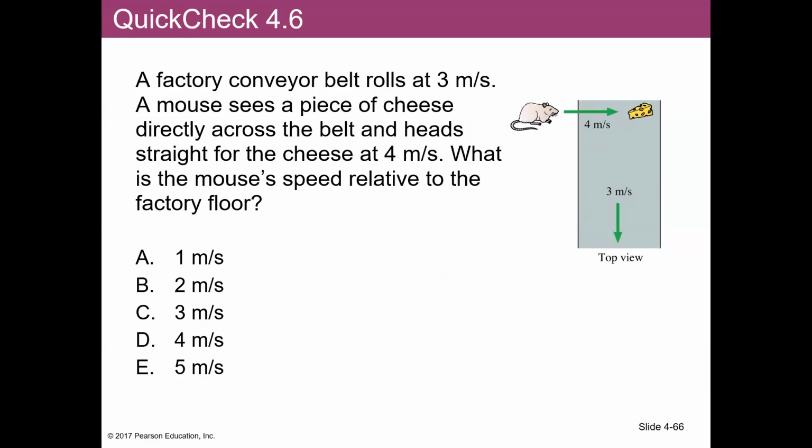So I'll launch this poll and then we'll discuss the answer.